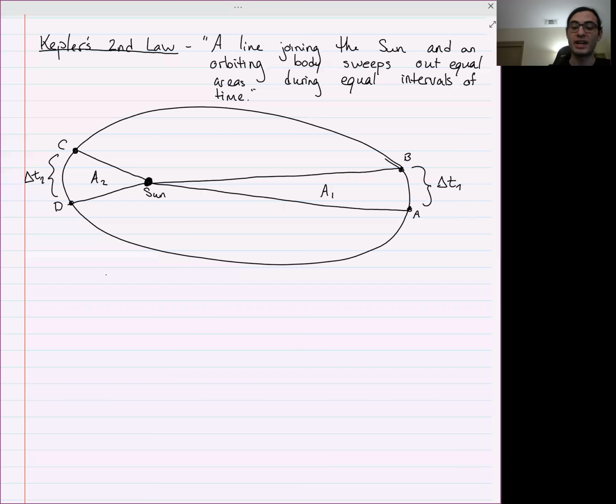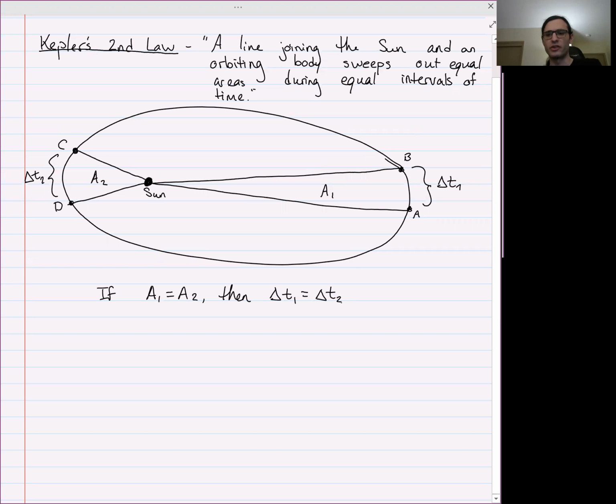So Kepler's second law says if A1 is equal to A2, then delta T1 is equal to delta T2. And vice versa. If delta T1 equals delta T2, then A1 equals A2. This might be a little bit surprising because it's not quite clear intuitively why this has to be the case, right? But this was something that Kepler observed empirically. He used a telescope, he noticed this for all of the planets, and so he wrote it down and made it a law, and it turns out that it's actually a good approximation of reality.